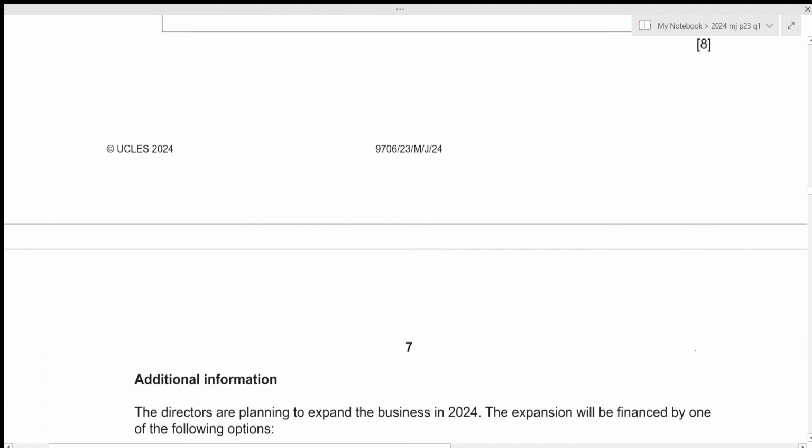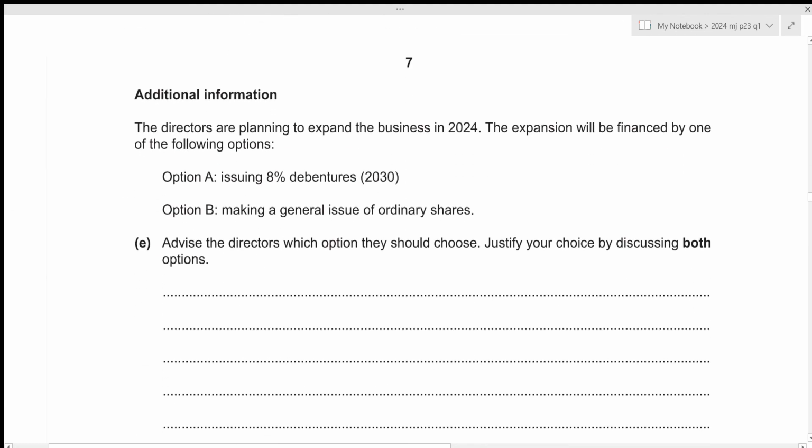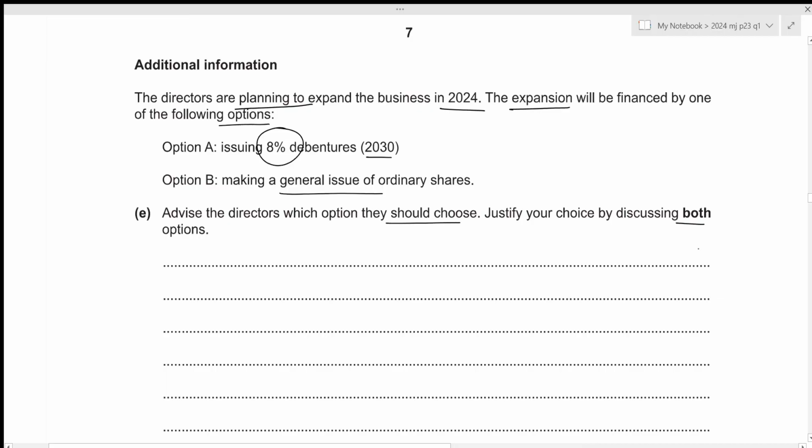Let's take a look at the next part. We have been given additional information. The directors are planning to expand the business in 2024. The expansion will be financed by one of the following options. Option A is to issue 8% debenture, which will be repaid in the year 2030. Option B is to make a general issue of ordinary shares. We need to advise the directors which option they should choose by justifying our choice, and we need to discuss both the options. Okay. This is of 7 marks, so 1 mark will be reserved for our decision. 3 points will be for option A, 3 points will be for option B.